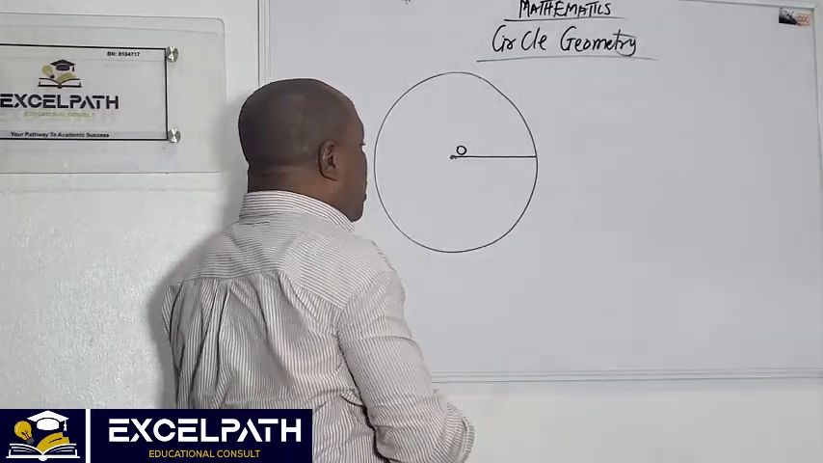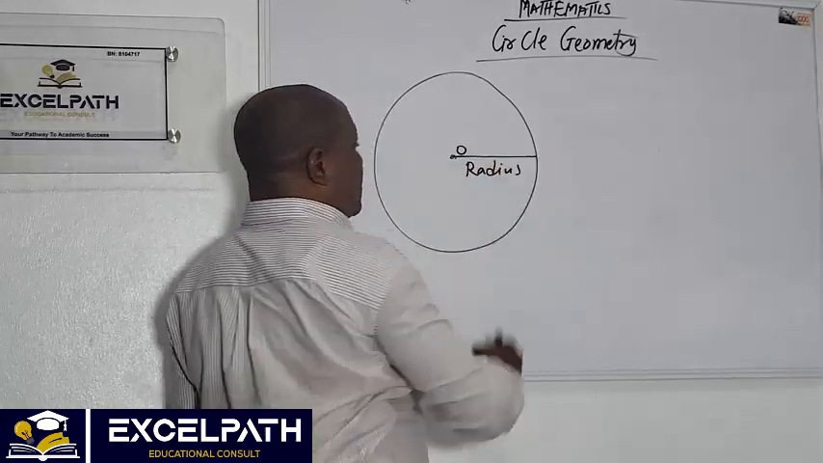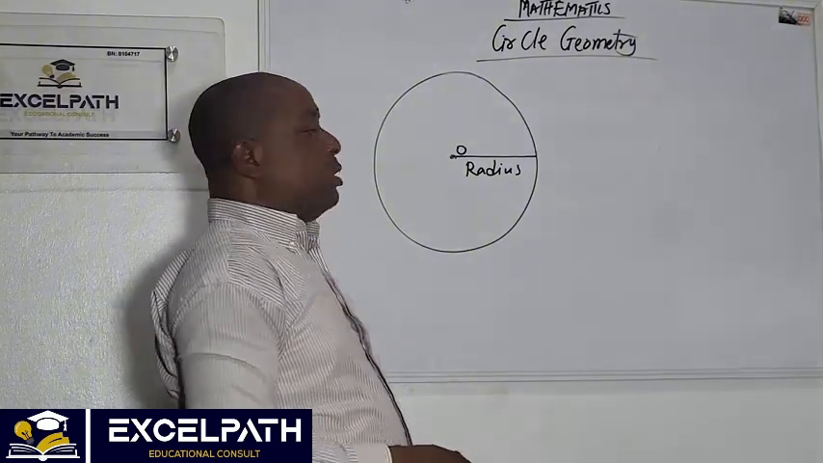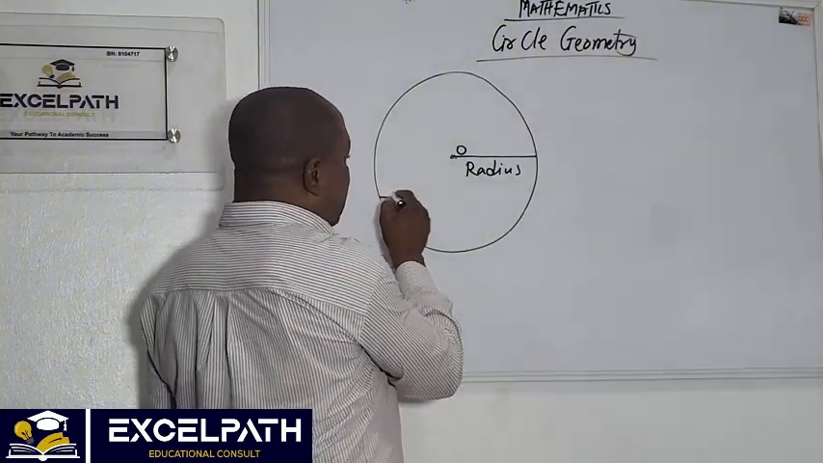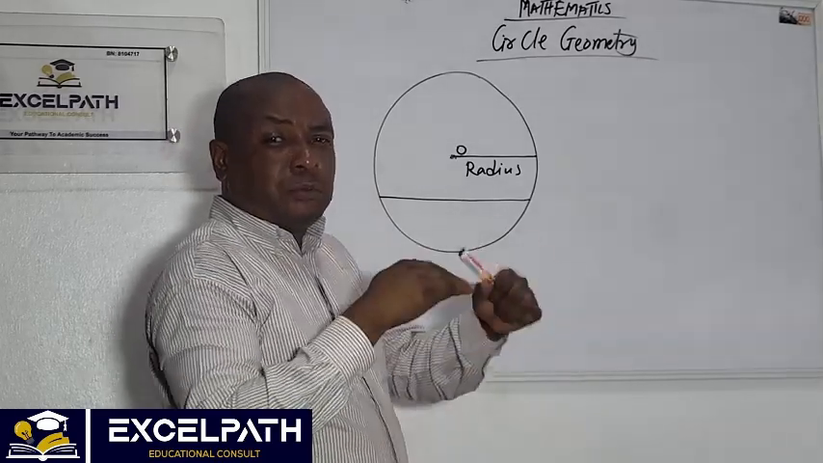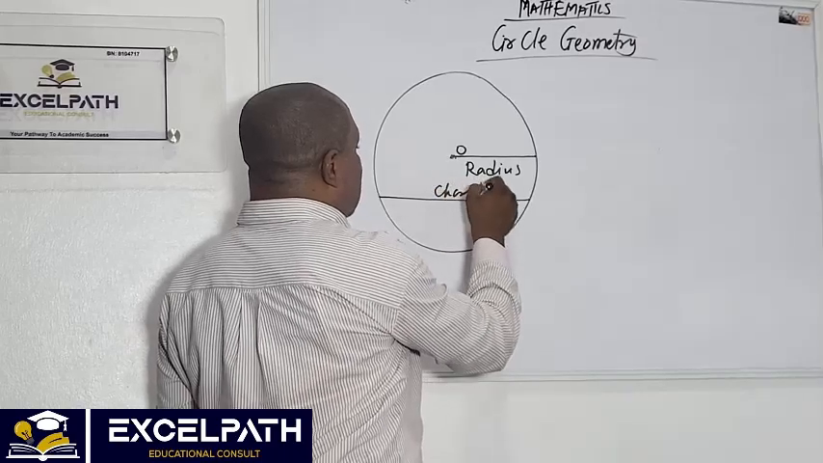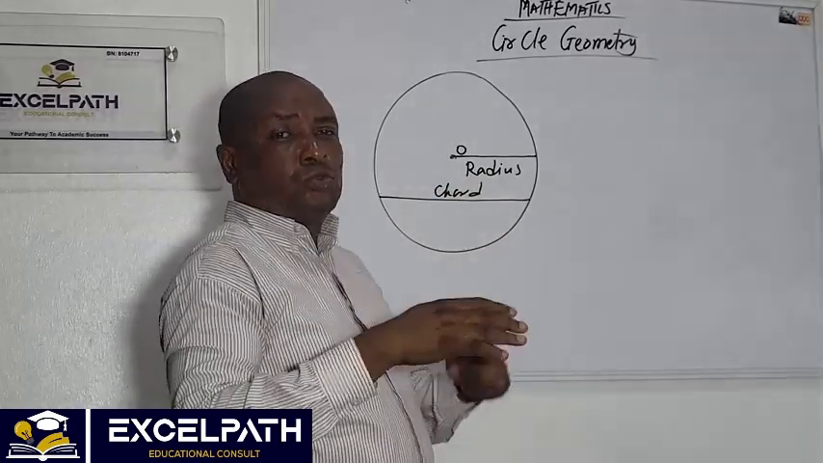that line is called a radius. Now, if I draw a line from one end of the circle to another, dividing the circle into 2 uneven parts, that line is called a chord. A chord is a line that divides the circle into 2 parts.